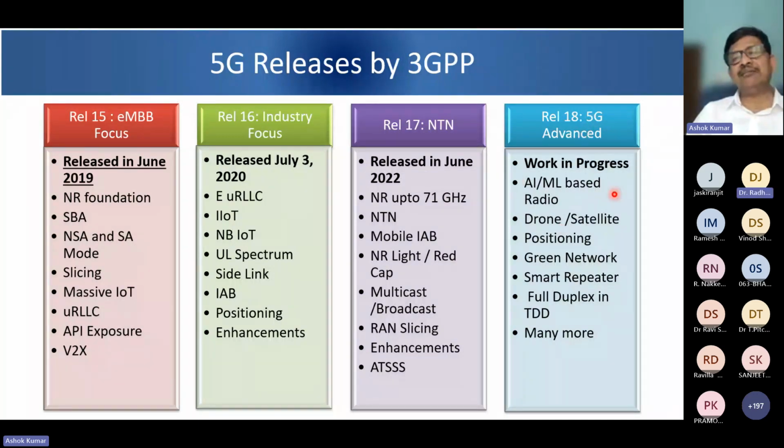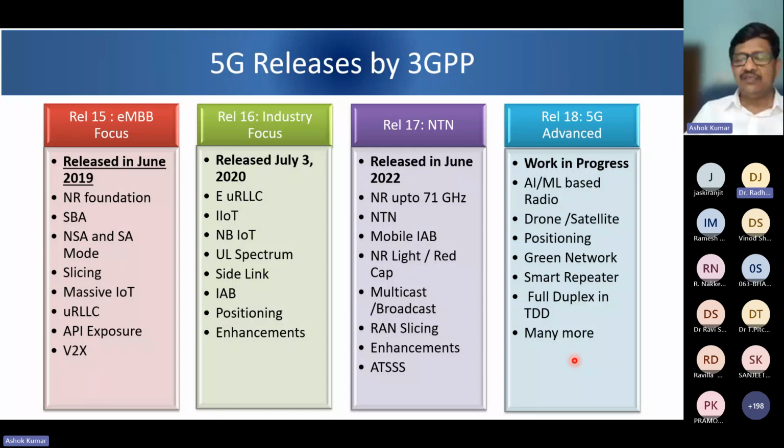So this is basically AI/ML focused. They would be working on creating certain AI/ML capabilities in the radio and other parts of the network in a native way. The satellite work will be further enhanced, along with drone enhancement, positioning, how the network can be greened, smart repeater, the full duplex concept in TDD, and many more features coming in release 18. And for release 19, they have already decided the work program. Release 19, 20, those will go towards 6G, beyond that.